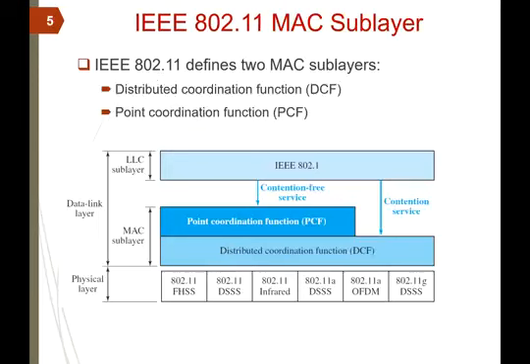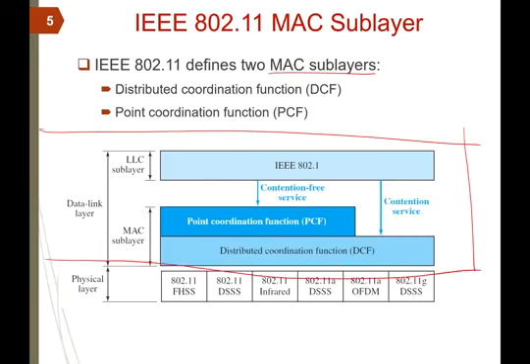The 802.11 MAC sublayer is actually defining two MAC sublayers. This is the data link layer, so we have the LLC and we have the MAC sublayer. The MAC defines two sublayers: the point coordination function and the distributed coordination function.